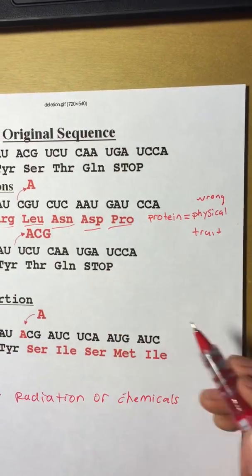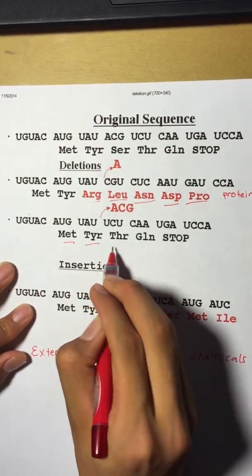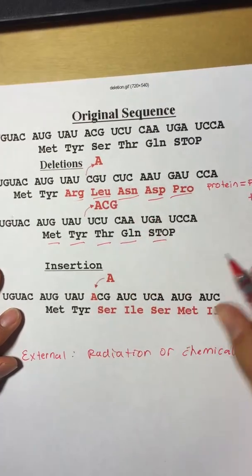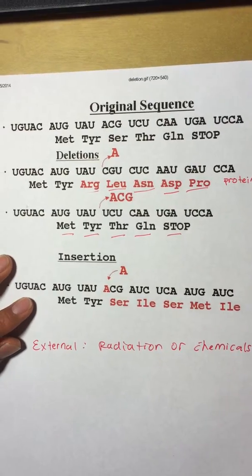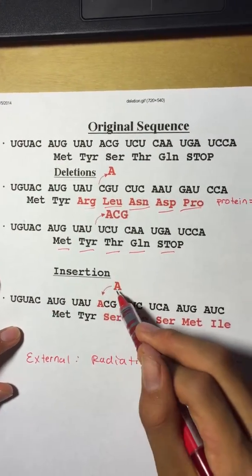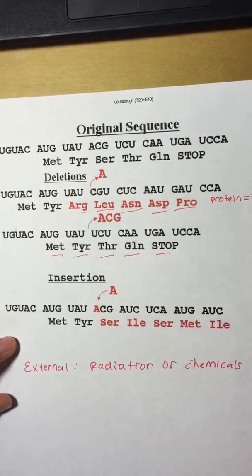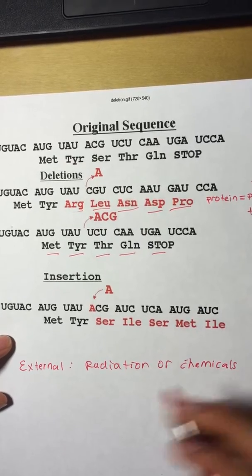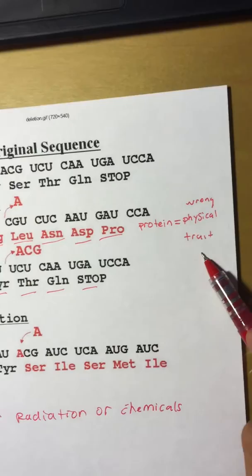And that's just another example. If they take out a whole codon, as you can see here, this becomes a lot shorter, and you're missing one. So that could also create a wrong physical trait. Another one could be insertion. Here they added an A, and they just created a whole different new chain of amino acids, which again causes the wrong physical trait.